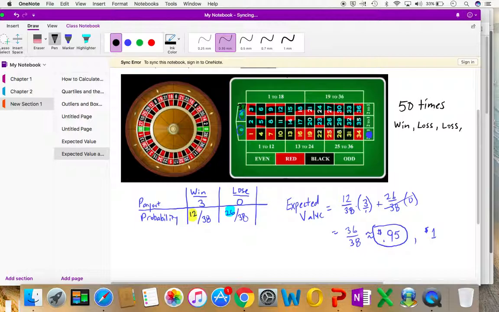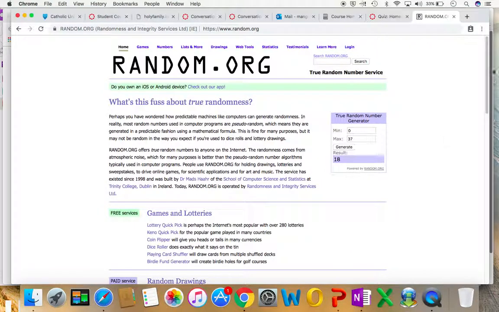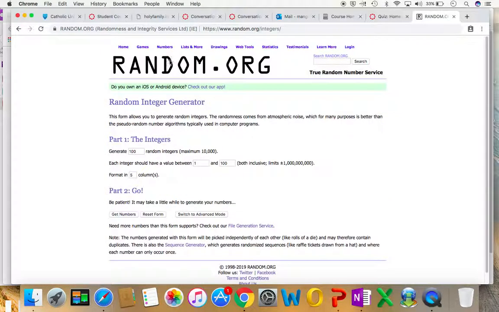47 more times and writing out win, loss, loss, win, loss is going to take forever. So here's what I'm going to do. We're going to keep these as our first 3 events. Go back to random.org, and go to numbers, integers, and there's a way that we can simulate 47 more games in the click of one button. So we're going to generate 47 random integers between 0 and, again, 37.